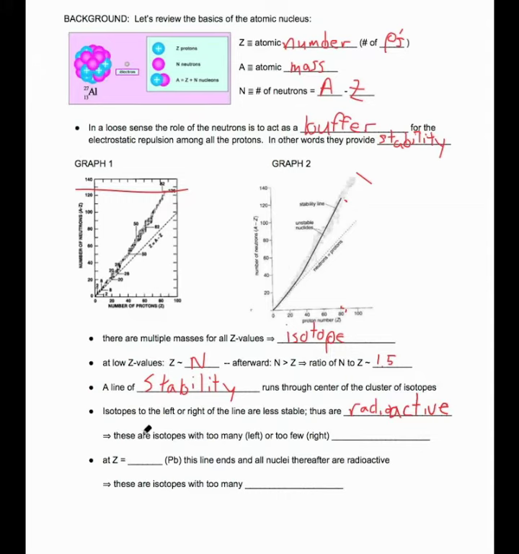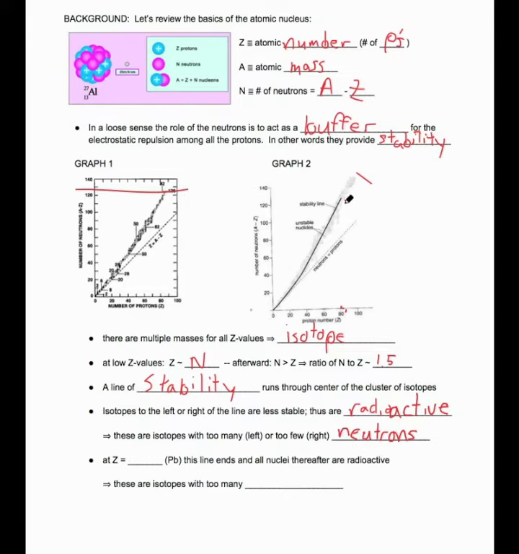If there are too many neutrons, these isotopes are to the left of this line, or too few, to the right in here. So the number of neutrons relative to the number of protons is very important, and certain ratios will give you more stable nuclei than others. And we'll look at that again more.